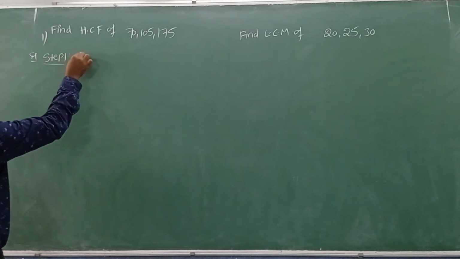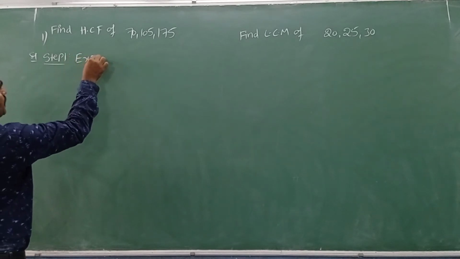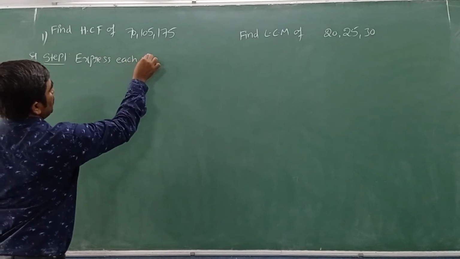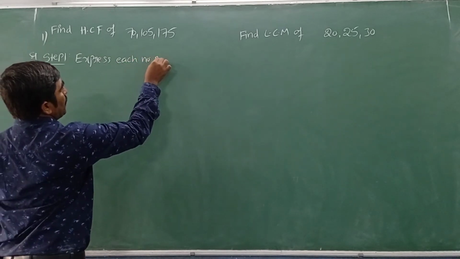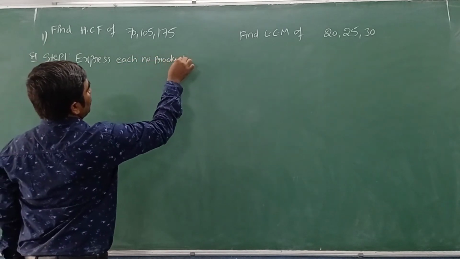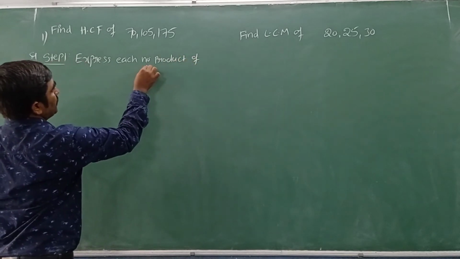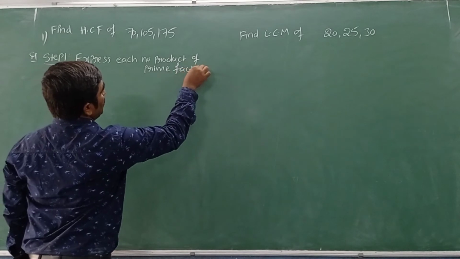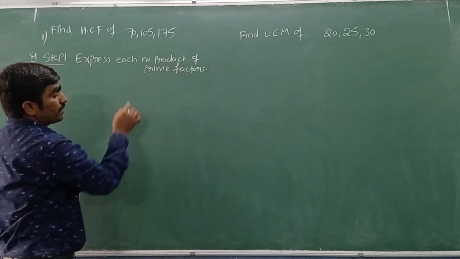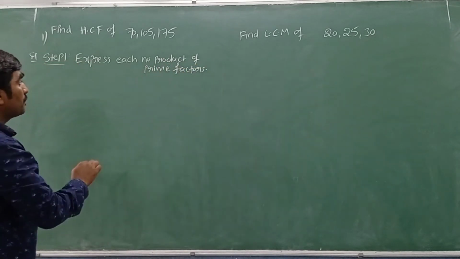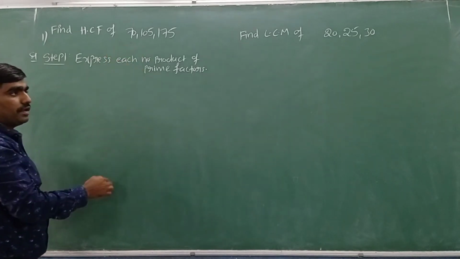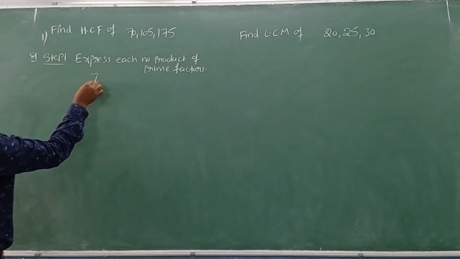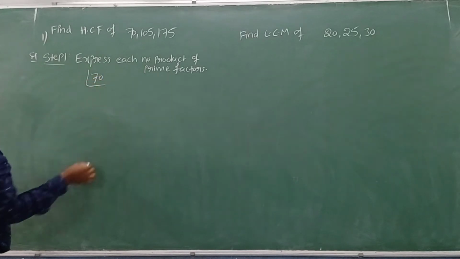First we have to express each number as a product of prime factors. What is meant by product? Multiplication. We have to express each given number as a multiplication of prime factors. Let us see 70. Now divide only with prime numbers.